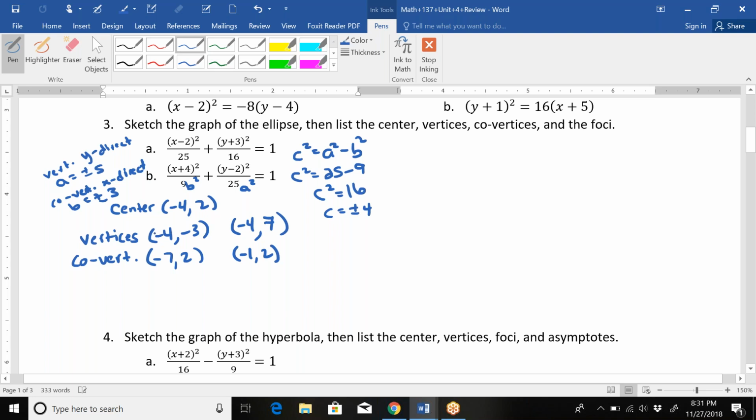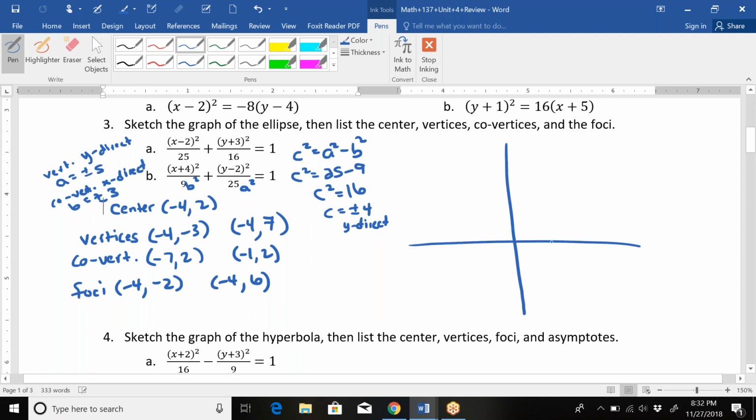So remember, we do the same thing that we did to the vertices. So the vertices were y direction. So we're going to do ±4 in the y direction. So for my foci, go back to your center point. It's going to be -4, subtract 4 from 2 would be -2. And -4, add 4 would be 6. Okay, now we have all of our pieces. We're going to graph this out.